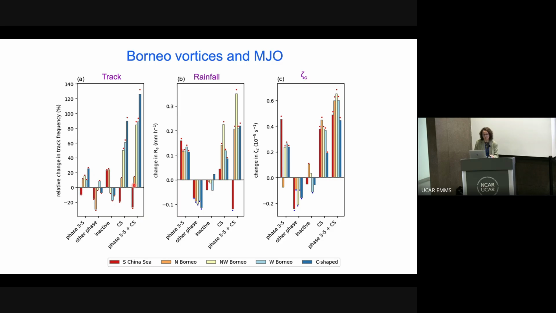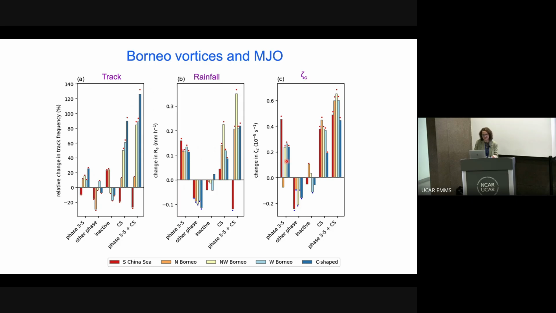And if you combine the cold surges and the active phase of the MJO, we get the biggest modulation in the track. And if you look at the others, we also get the biggest modulation in rainfall and also in relative vorticity. And maybe not unsurprisingly, you get an increase in rainfall that is similar to what we've seen from this other study at the beginning, an increase in rainfall for all vortex types, and almost all vortex types also an increase in the relative vorticity during the active phase of the MJO.